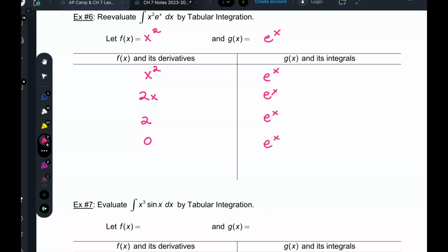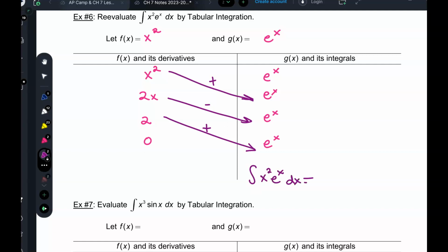Now we're going to draw arrows down to the right. So don't go straight across. It's going to go from this x squared, although it doesn't really matter because the right column is all the same. Now it's going to go plus, minus, plus. Always starting with plus.